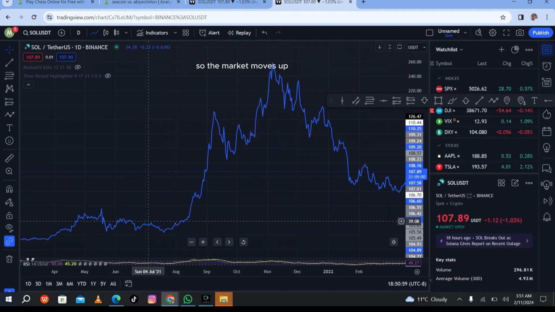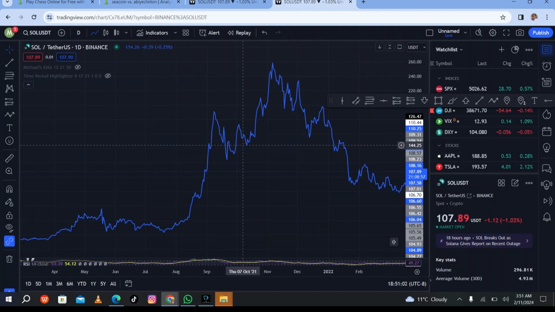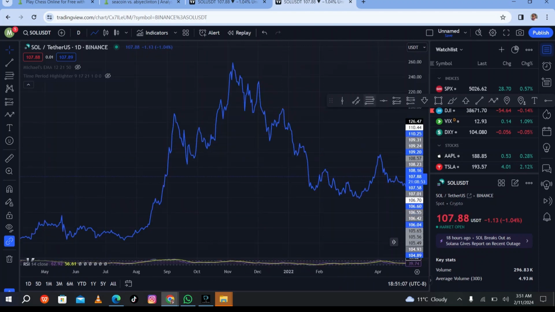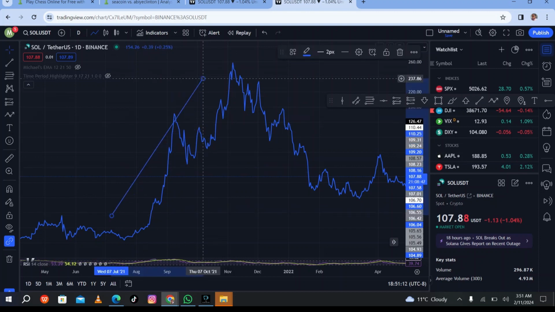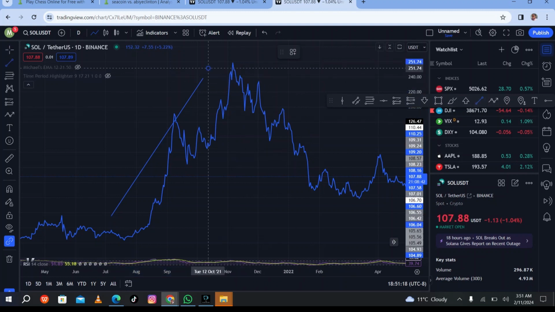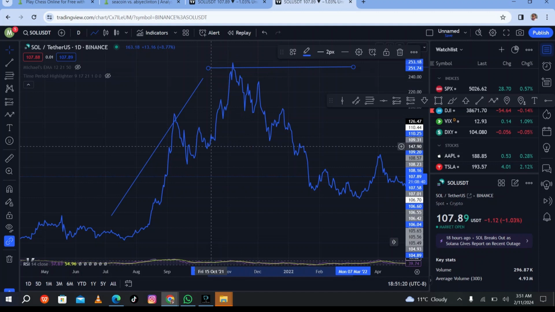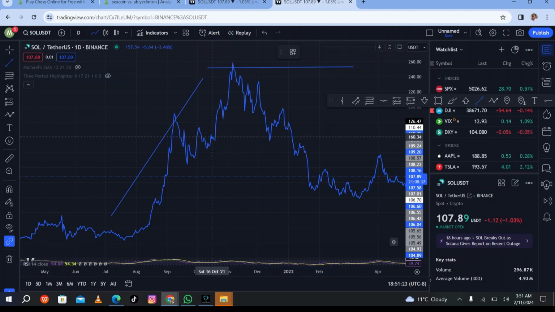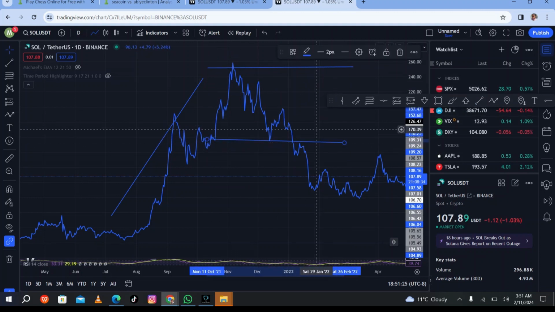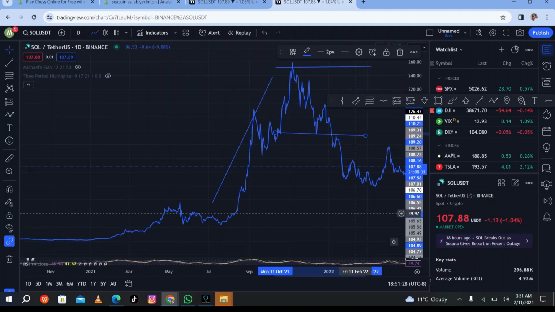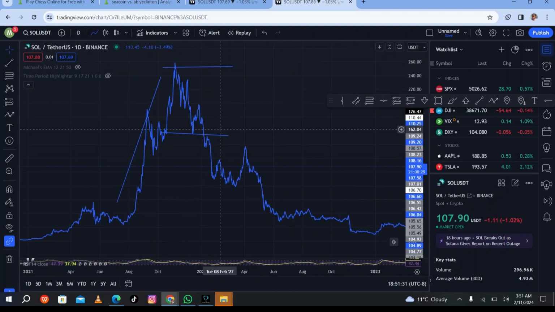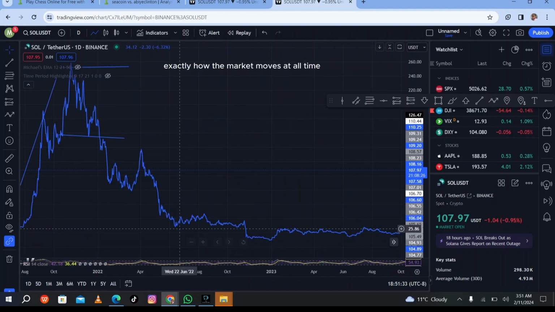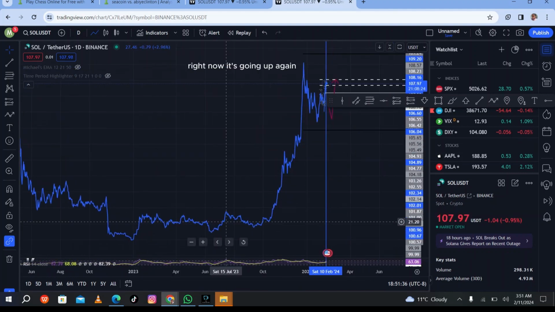So the market moves up, it ranges, then down. Let me show you with a line. You see it goes up, it ranges here, it ranges here, then down, it breaks down again, it comes down. Exactly how the market moves at all times. Right now it's going up again.